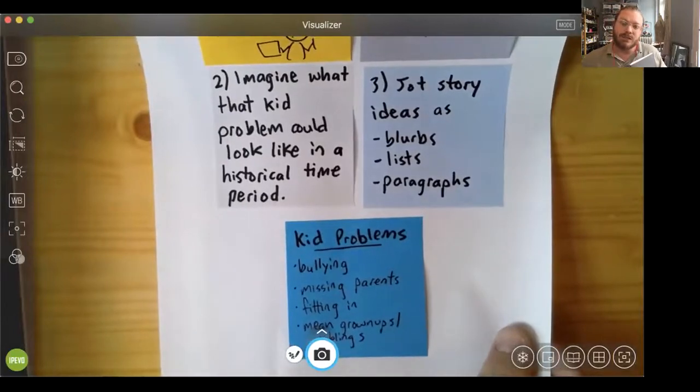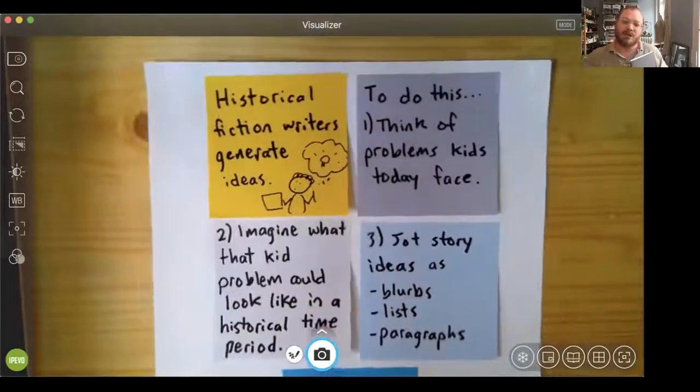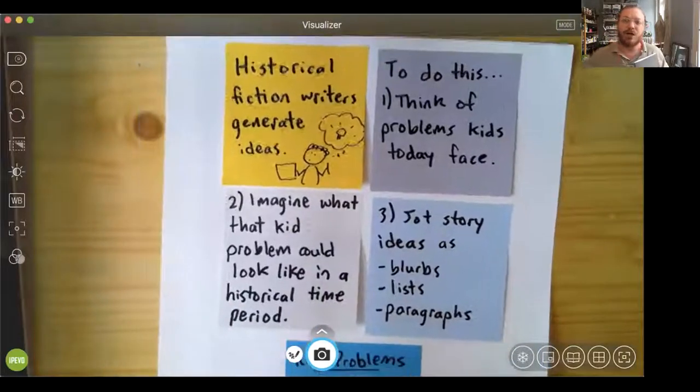You can do this anytime you want to write historical fiction. You can take these steps. And anytime you're writing any piece of writing, you want to generate several ideas so you have many to choose from later. Good luck. Have fun.